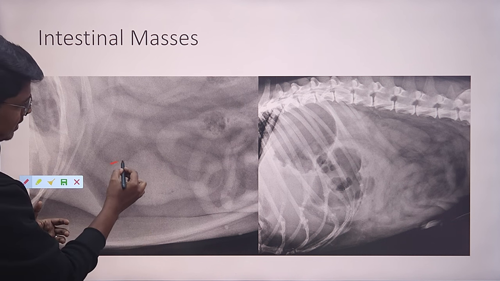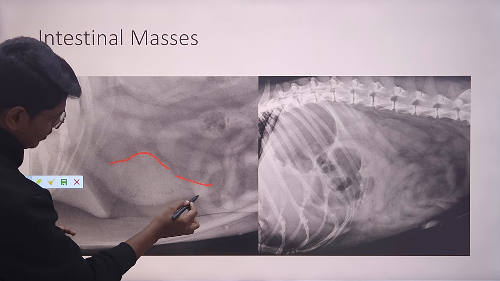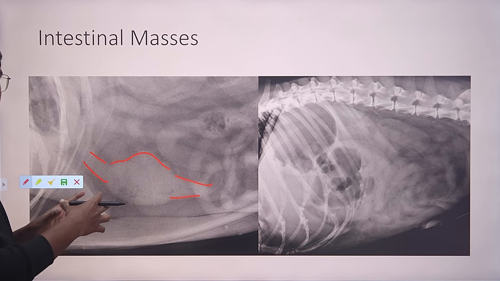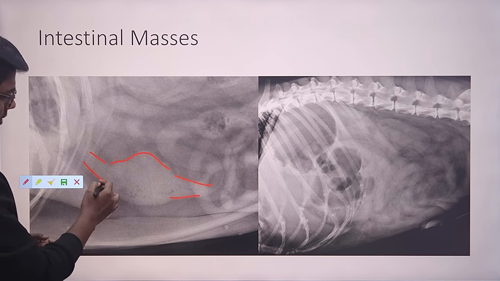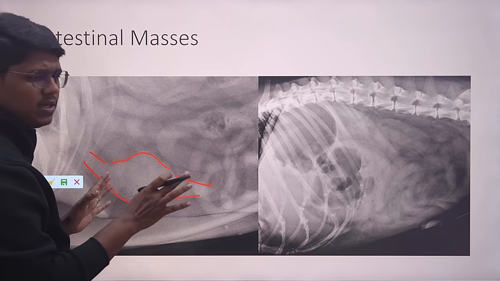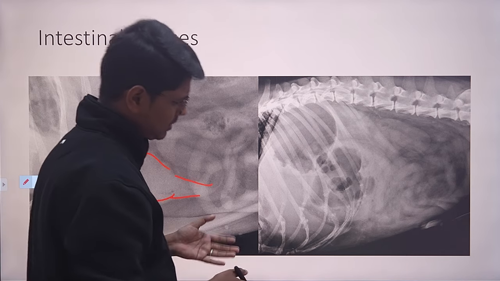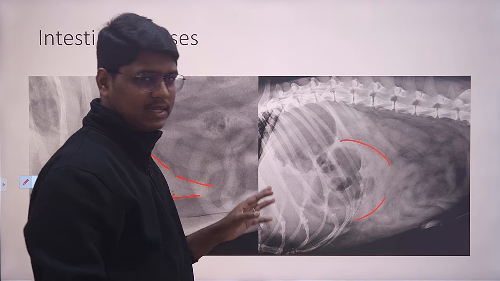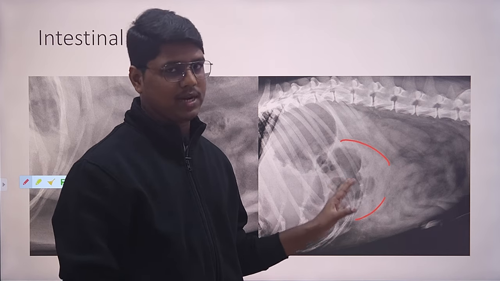Here, you can see the intestinal mass. Okay, one loop is entering the mass and one loop is exiting. So by this, you can tell that this mass is in the intestine. Okay, so this is intestine. It might be an intestinal polyp, tumor, or any other thing. And here, it was a case of intestinal abscess. You can see some swelling, but this was diagnosed after laparotomy.